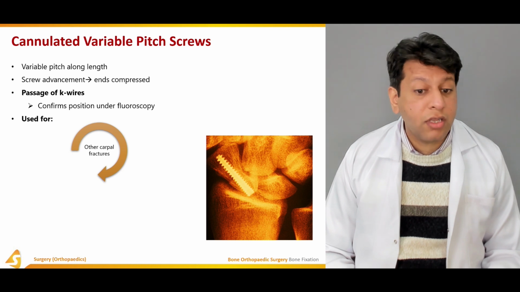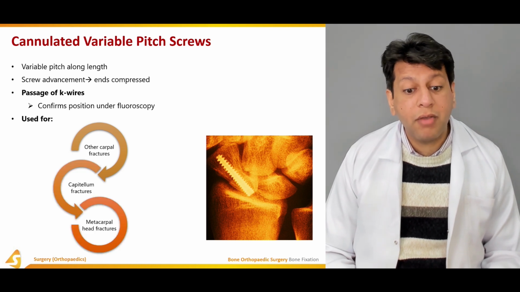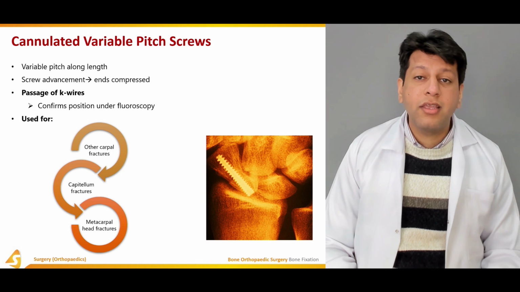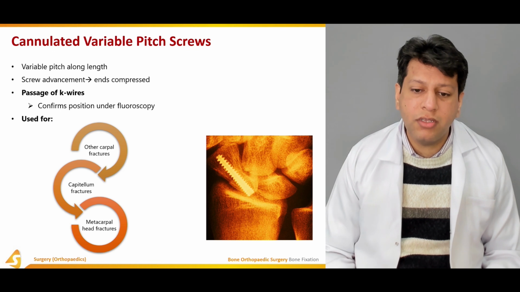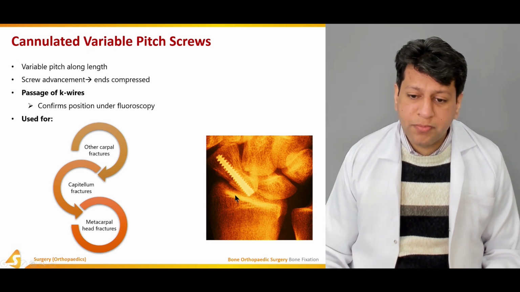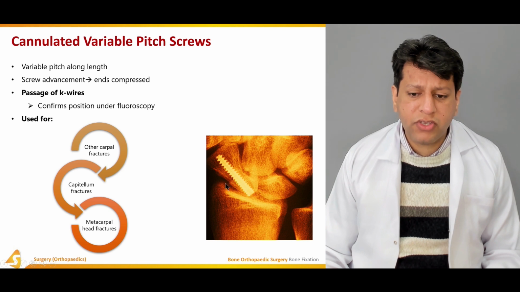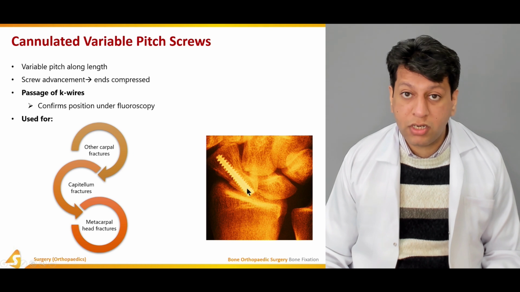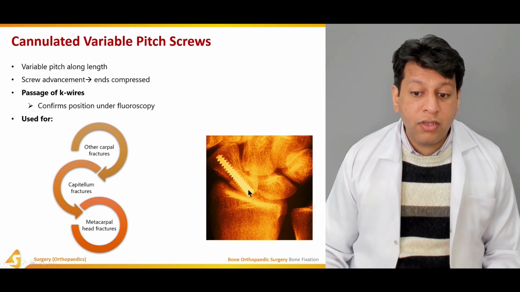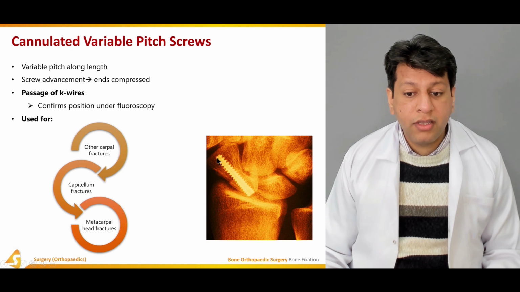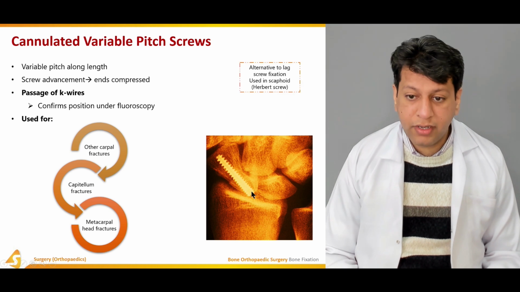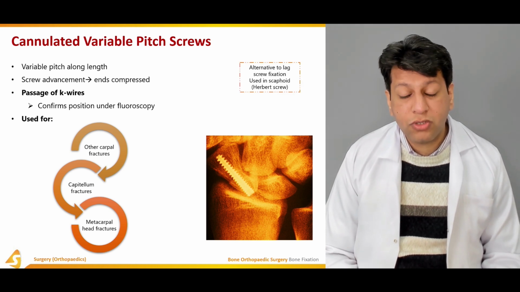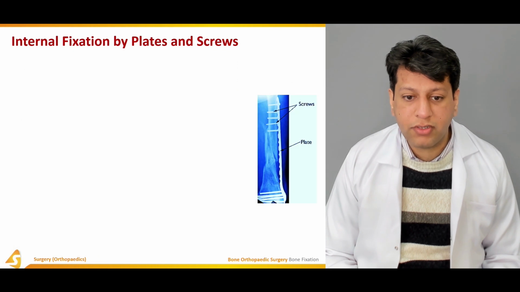Basically, it can be used for other carpal fractures, capitulum fractures, and metacarpal head fractures as well. And simple K-wires can also be used because we do not need a lot of compression in these areas. If you see over here, this is a diagram of the scaphoid bone, and the waist fracture of the scaphoid is being fixed by a screw called a Herbert screw or headless screw. The whole screw has gone in and caused the fixation, and it does not have any head over the top of it. These are called Herbert screws or headless screws, which are used especially for scaphoid fixation.